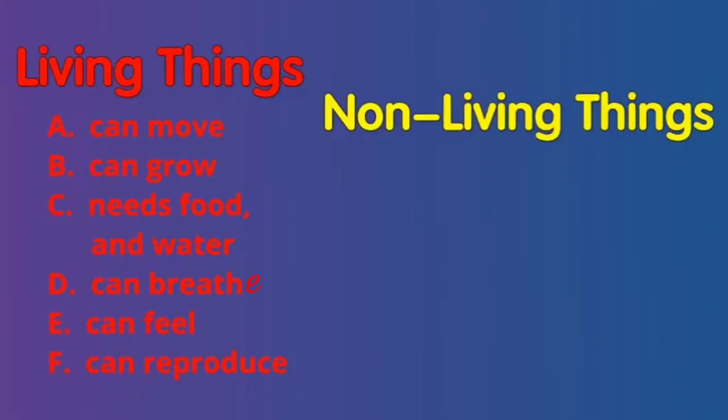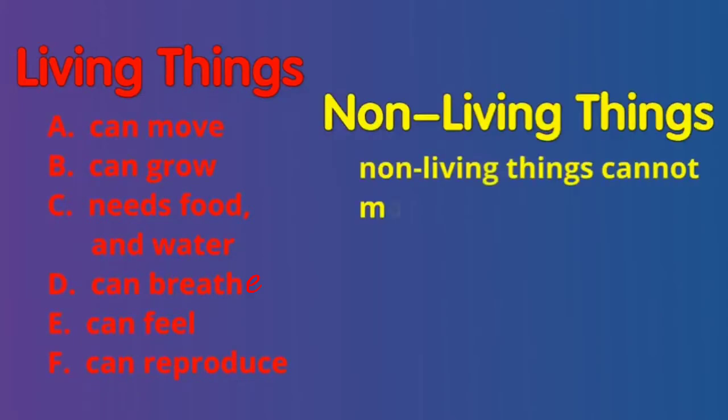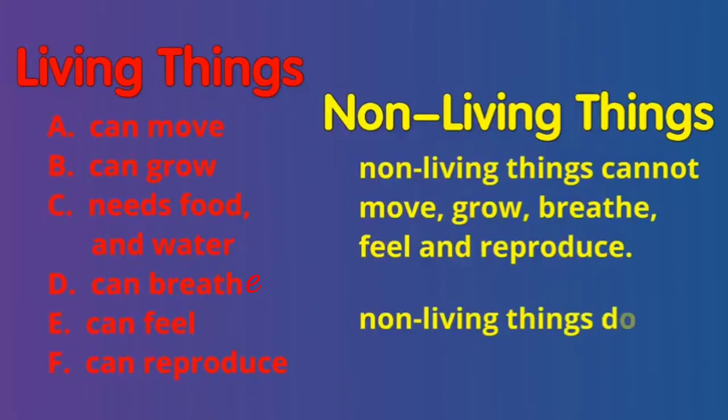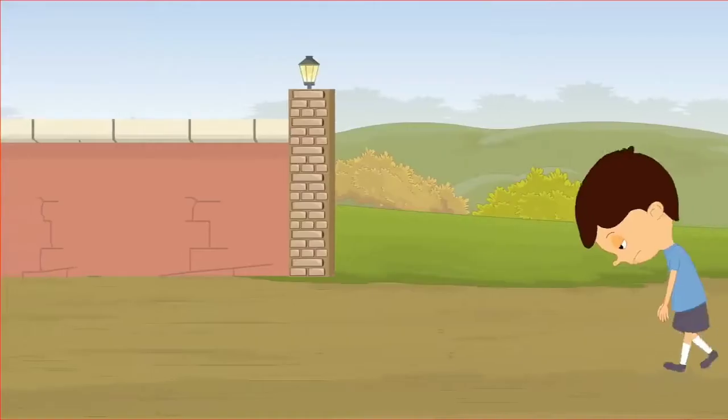Do you understand? Living things can move. Living things can grow. Living things need food and water. Living things can breathe. Living things can feel. Living things can reproduce. But non-living things cannot move, grow, breathe, feel and reproduce. And also non-living things do not need food and water.